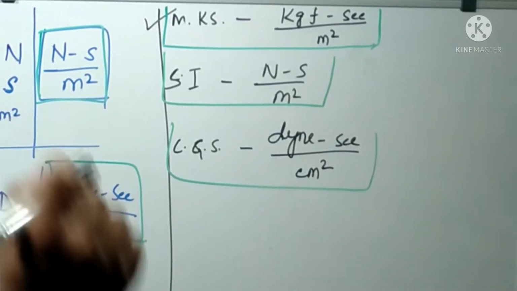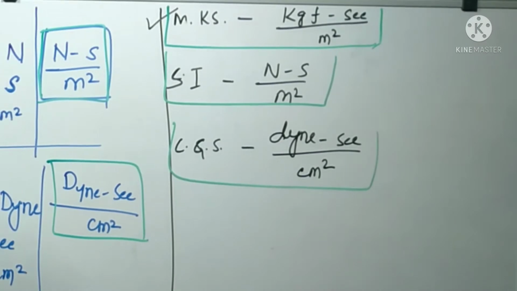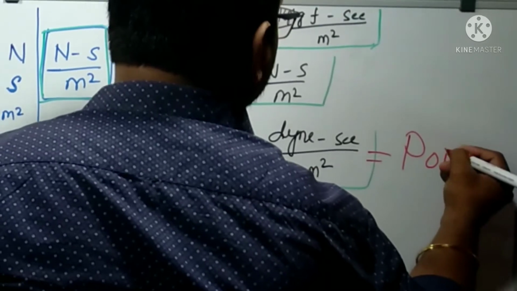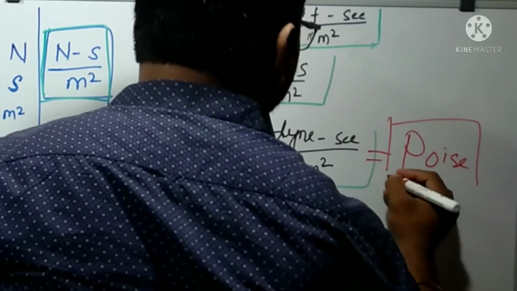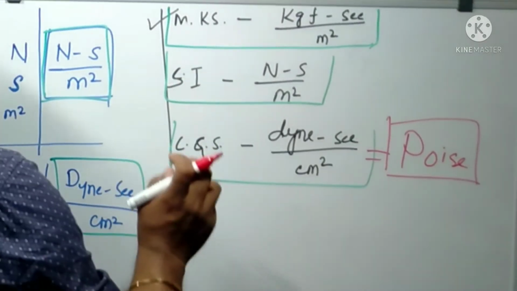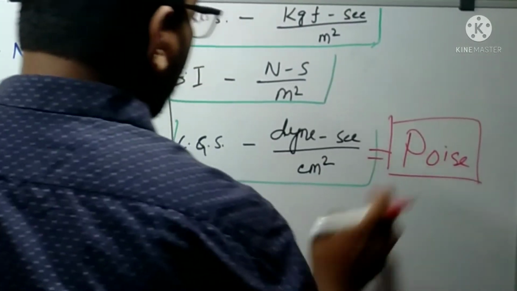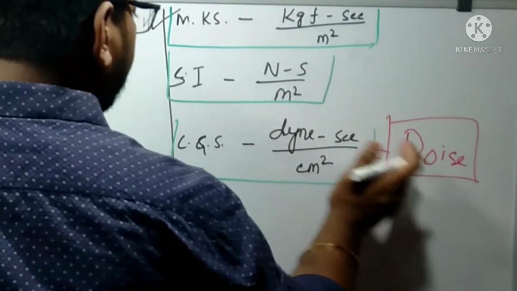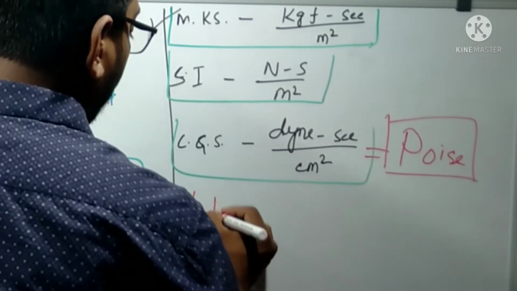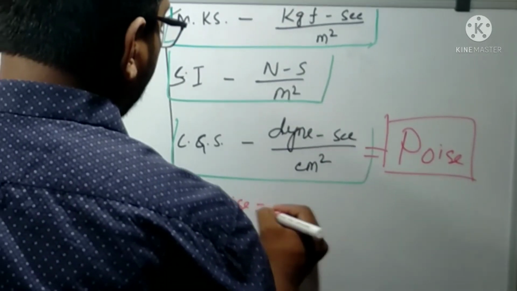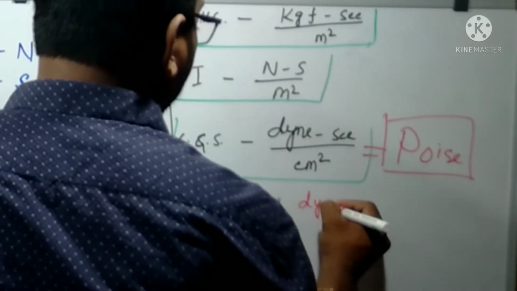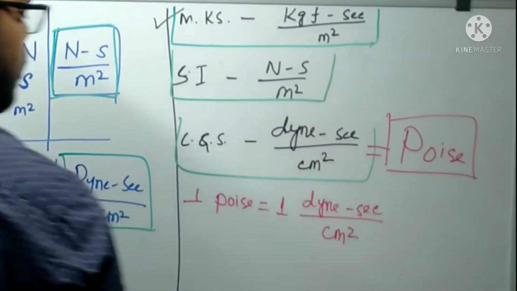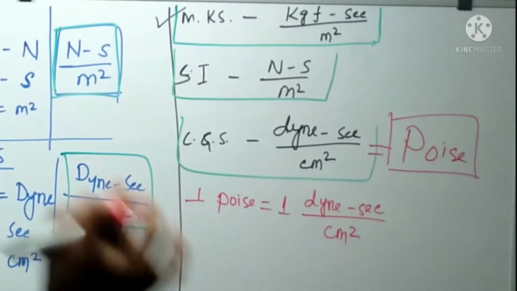The CGS unit, dyne second per centimeter square, is also known as poise. Remember it. This is very important from the numerical point of view. The CGS unit is also known as poise. So, 1 poise is equal to 1 dyne second per centimeter square.